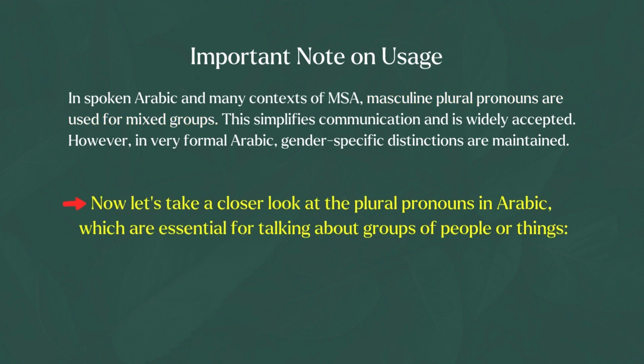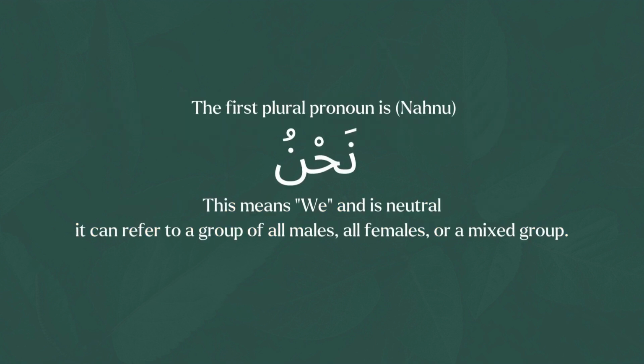Now let's take a closer look at the plural pronouns in Arabic, which are essential for talking about groups of people or things. The first plural pronoun is Nahnu. Nahnu. This means we and is neutral. It can refer to a group of all males, all females, or a mixed group.